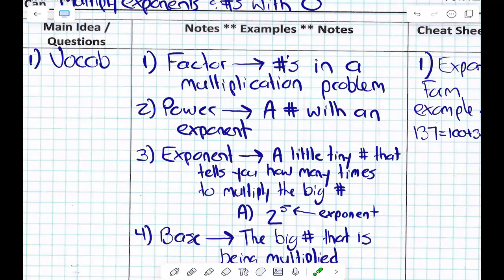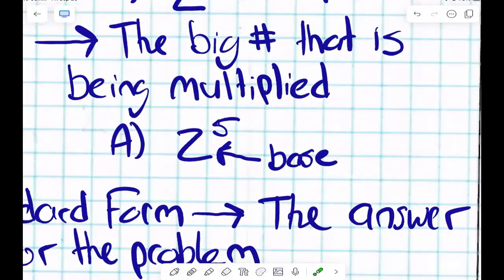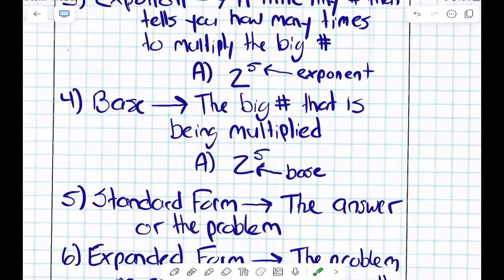We know a power, or I taught you, maybe we didn't know this. A power is a number with an exponent. And I taught you that an exponent is a little tiny number, and a base is a big number. Now, what does that look like? Right here is what it looks like. This whole thing, 2 to the power of 5, is our power, right? Say power. Power. Now, a power is broken up into a couple of different parts.